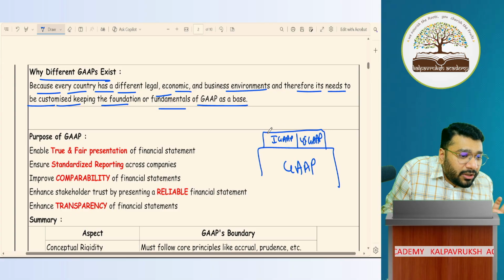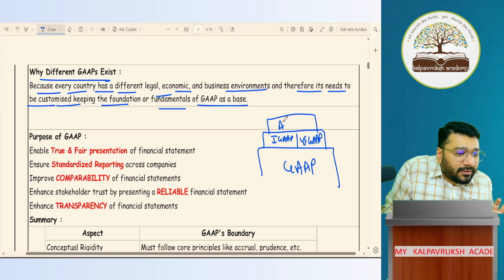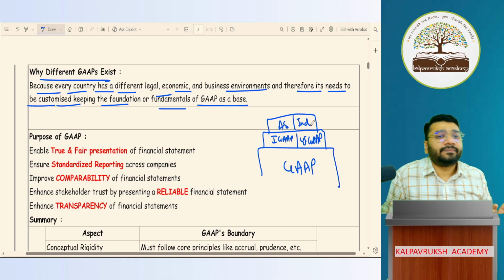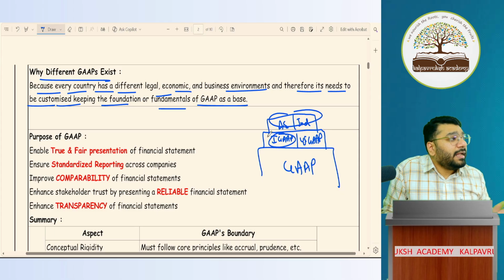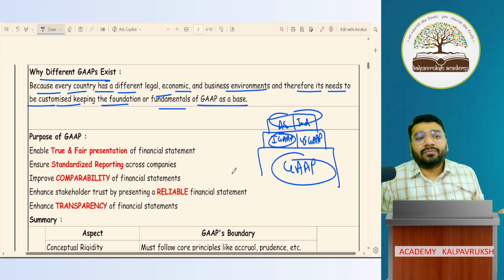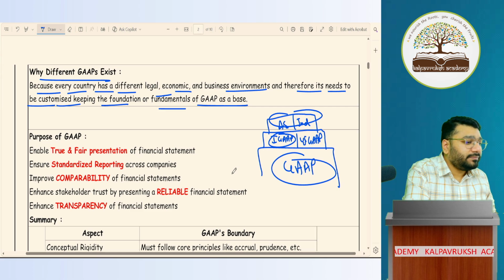On this they are building something called accounting standard or Ind AS. Got it, not got it? So the base of accounting standard is Indian GAAP. And the base of Indian GAAP is what? GAAP, which is nothing but international GAAP.